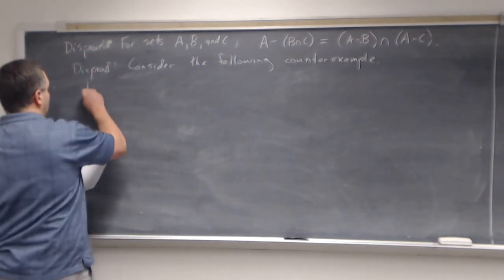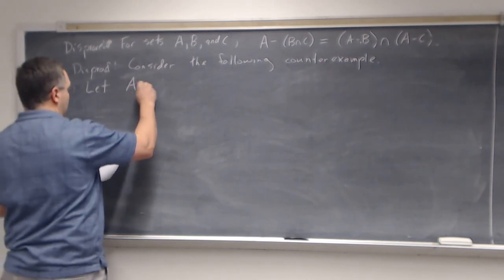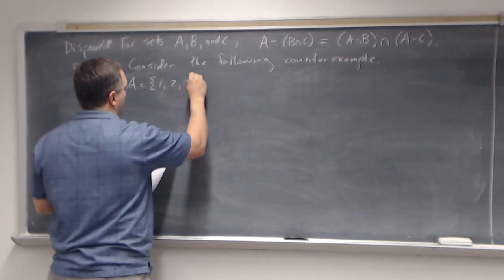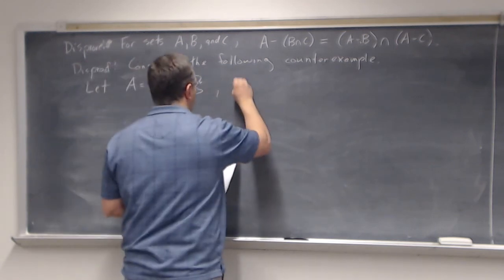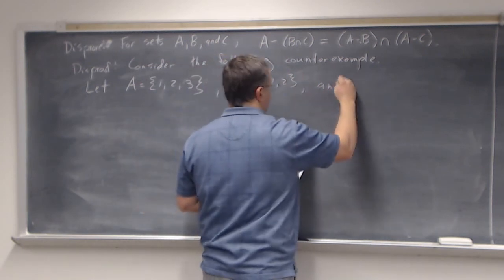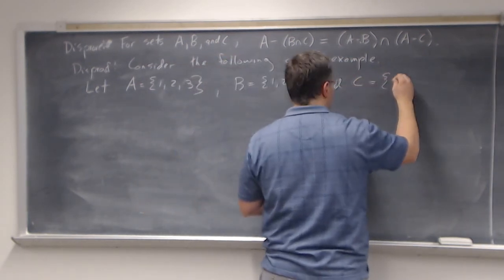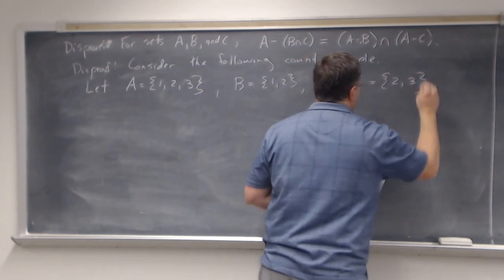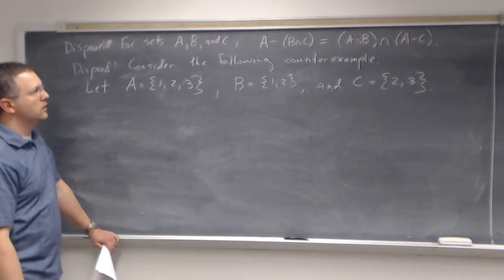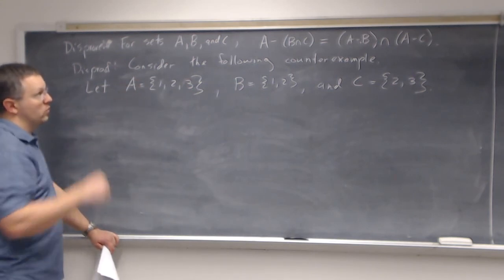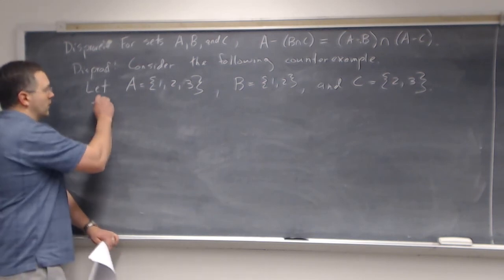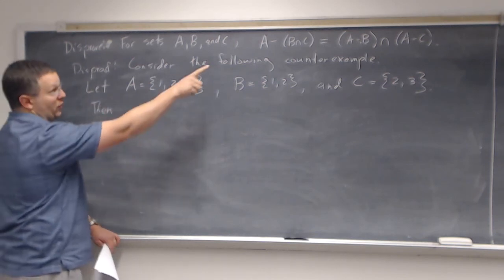All right. So let A be the set containing 1, 2, and 3. B is the set containing the numbers 1 and 2. C is the set containing the numbers 2 and 3. Okay. So this counterexample will show that the left-hand side is not equal to the right-hand side. All right. So let's do some more work here. We got to show that they're not equal.